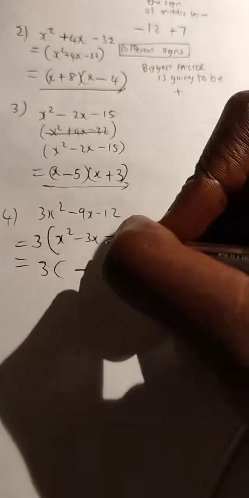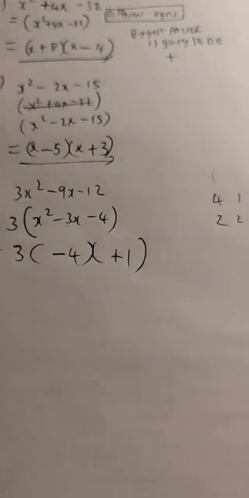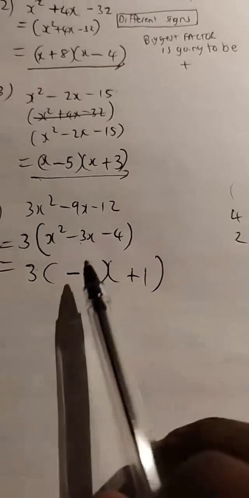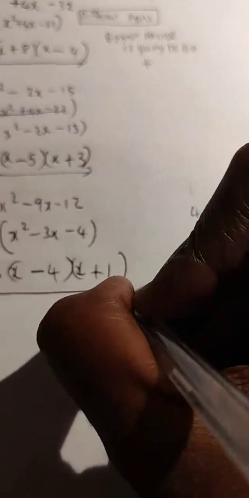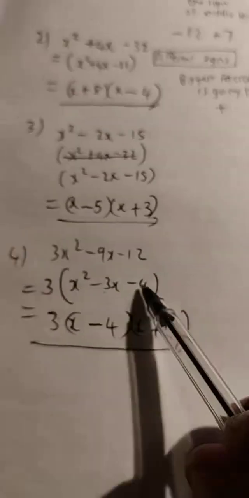Okay, 4 and 1, the highest factor is going to have a negative sign, which means the other one is going to be positive. So x minus 4, x plus 1. We can't factorize this any further. We end right there.